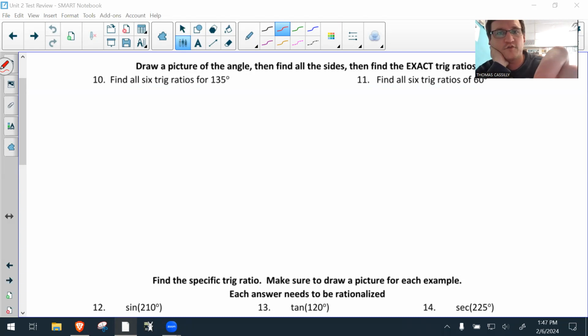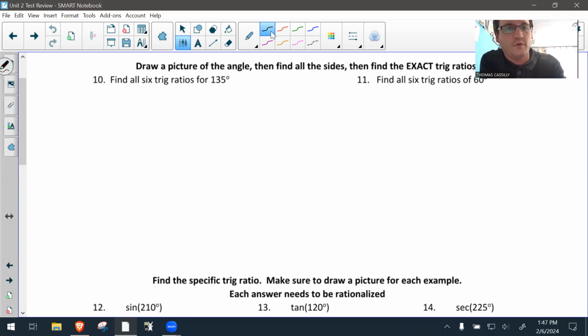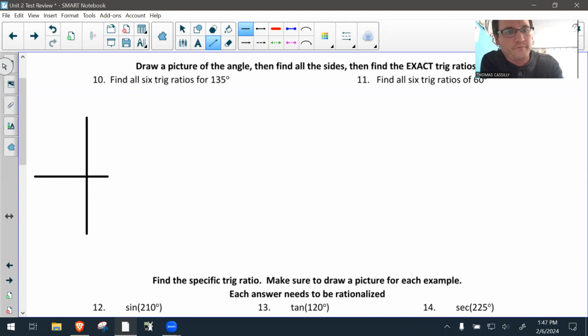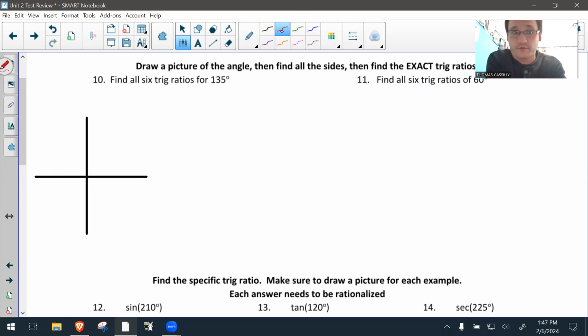We are finding all 6 trig ratios. So first things first, I'm going to go ahead and draw a little coordinate grid. We need to find all the trig ratios for 135. Now, 135 is going to be in quadrant 2. So this is a 135-degree angle.